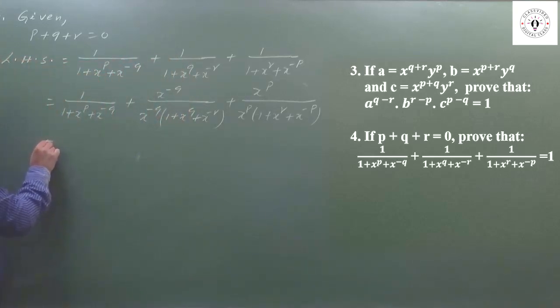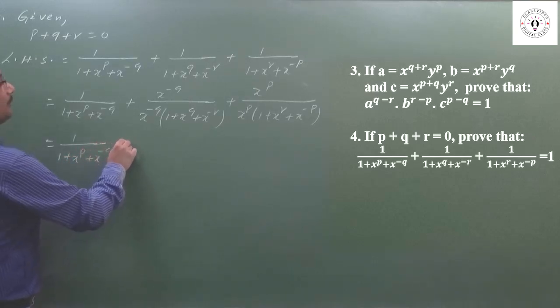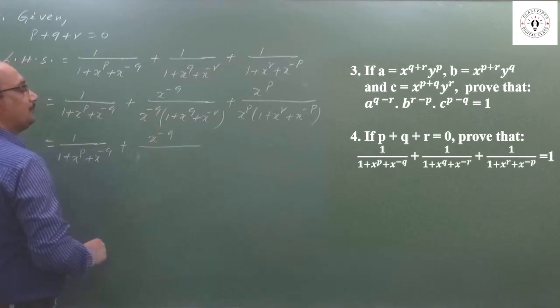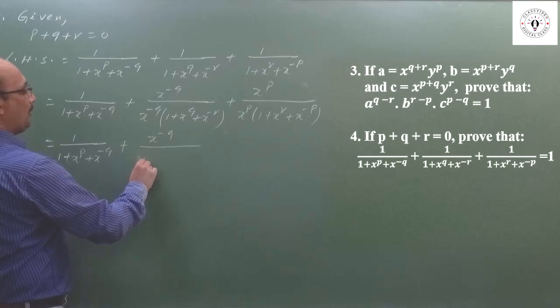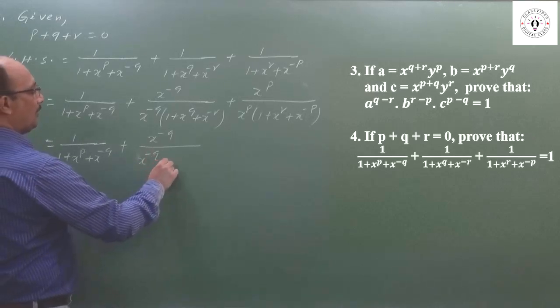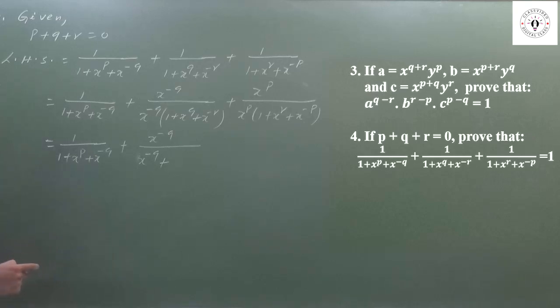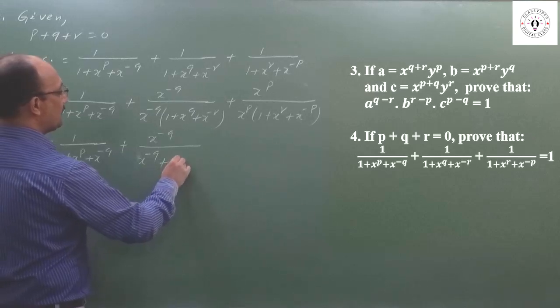Look here, the first fraction is the same: 1 plus x to the power p plus x to the power minus q. The second fraction in the numerator is the same, x to the power minus q. In the denominator, x to the power minus q, 1 and x to the power minus q. These two have the same base, and in multiplication, when bases are the same, the power is added. So this becomes x to the power minus q plus q, which is x to the power 0.